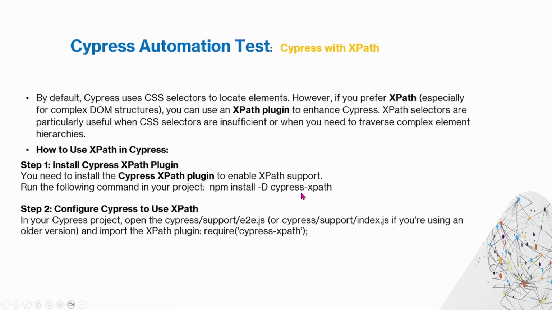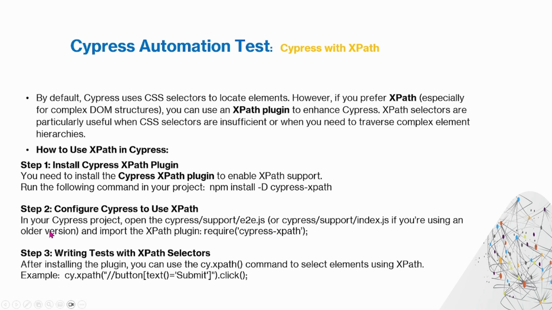After that, you will configure Cypress to use XPath. Within your Cypress project or within your script, for example, in this script right here, you basically just say require('cypress-xpath'). What this will do is import and configure this Cypress script to use the XPath plugin. The next thing is to write tests using the XPath plugin. After installing the plugin, you can use the cy.xpath command to select elements using XPath. And this is an example of it.